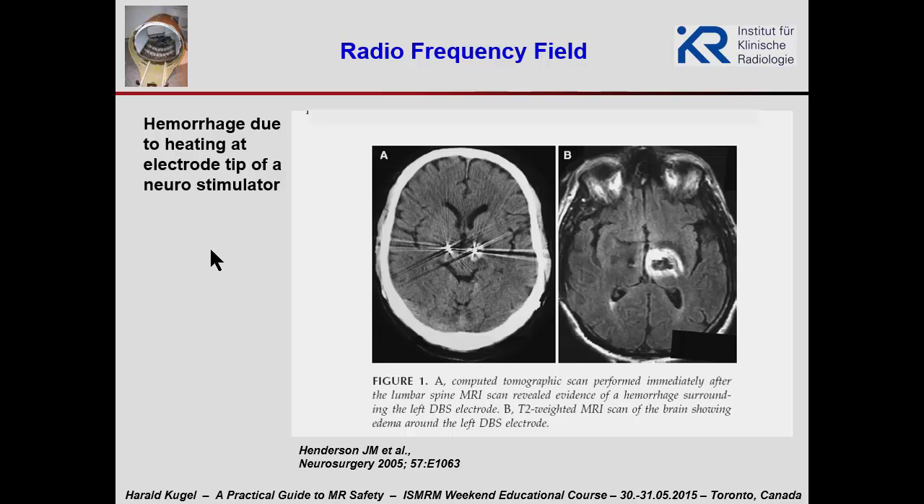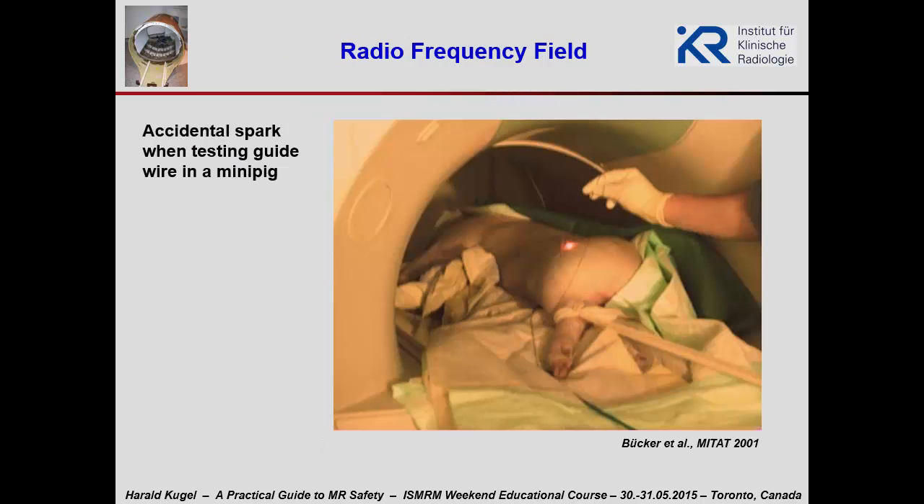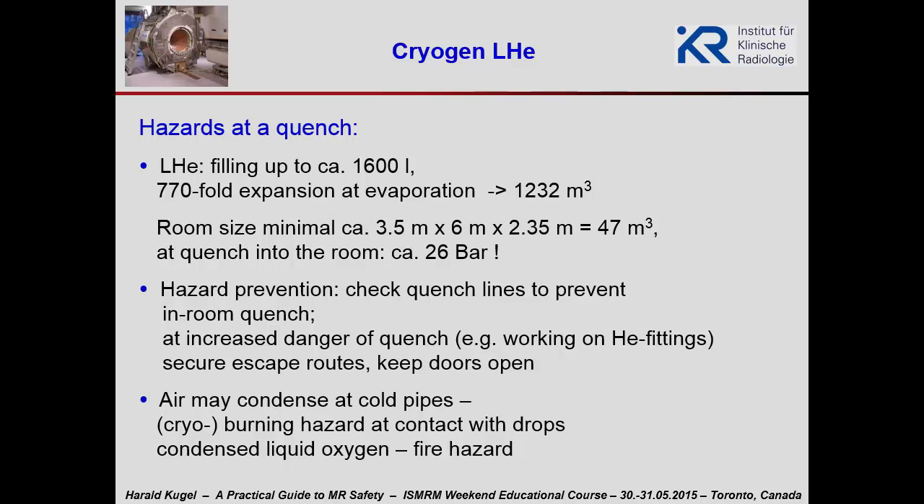If this type of induction occurs inside the body, this may be quite hazardous. Here we see a hemorrhage due to a heating at the electrode tip of a neurostimulator, where heating at the conductor end happened inside the head. Well, this was an accidental spark when testing a guide wire in a mini pig. So you see, this is not only in planned experiments as in my film before, but accidentally it happened as well. So much to the electromagnetic fields.